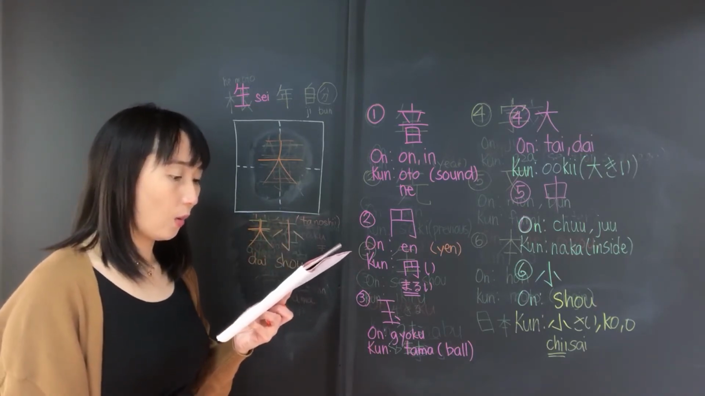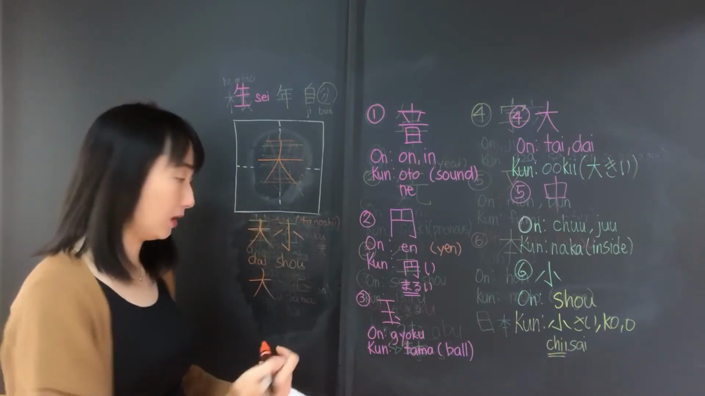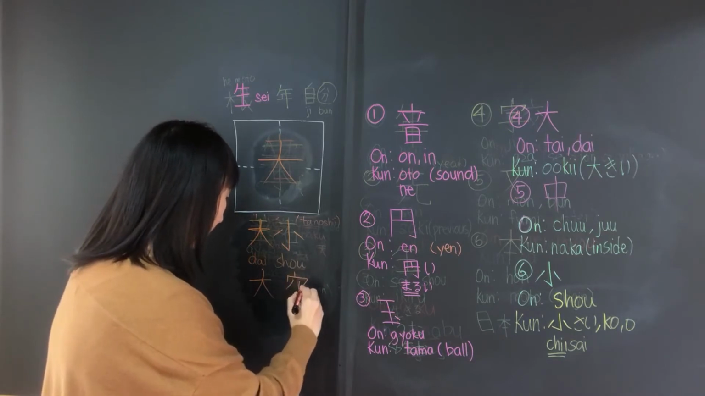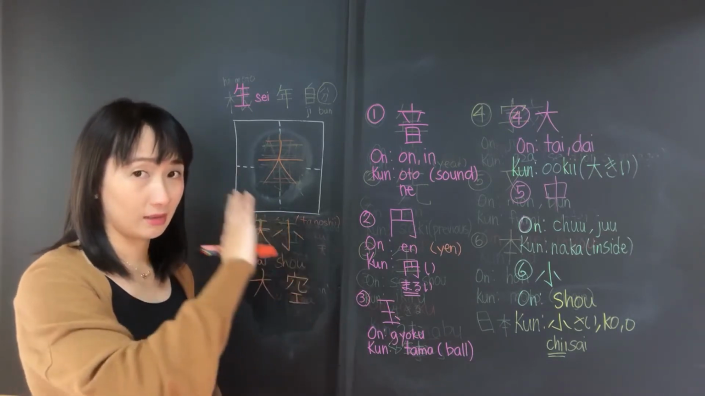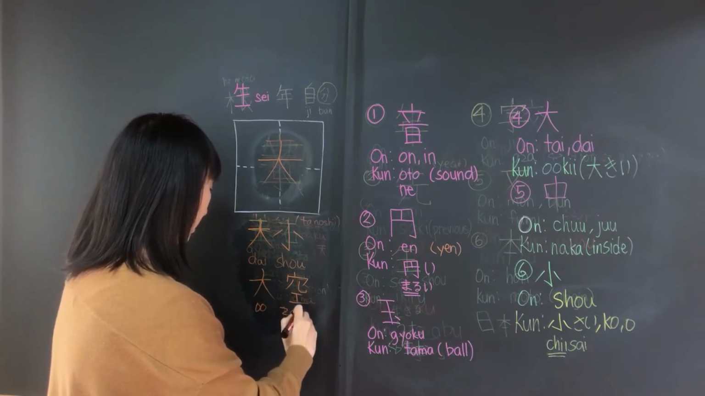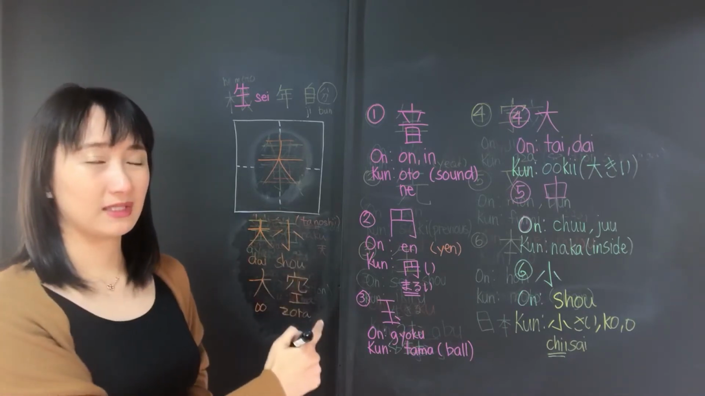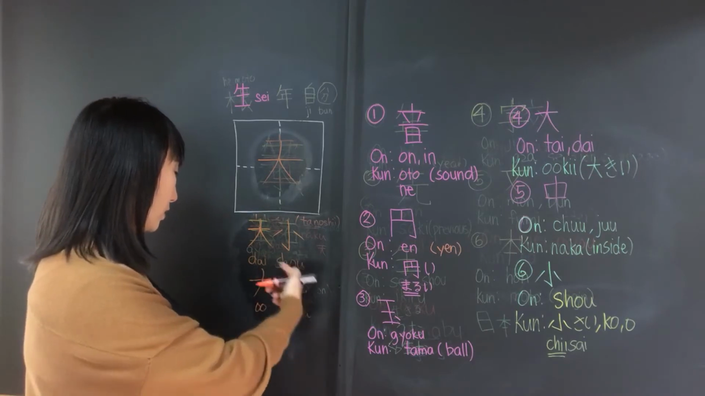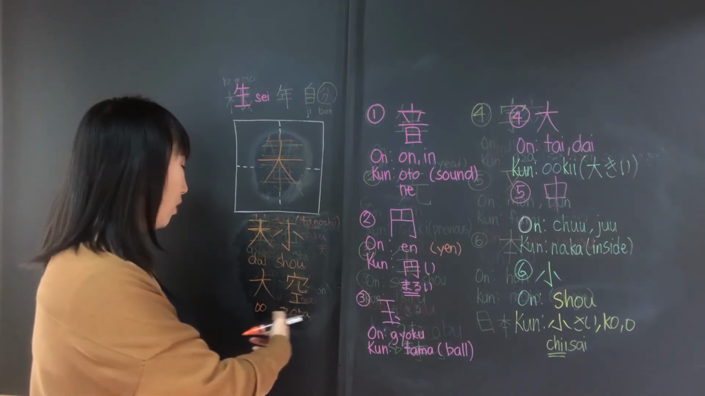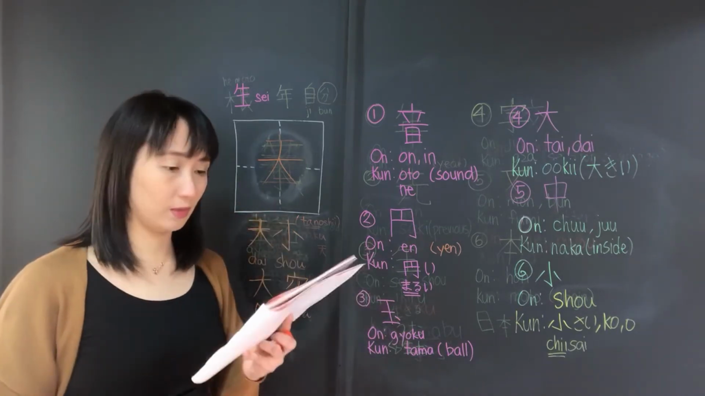What else? Ozora. O means big plus sora. Ozora means sky. Ozora. Big sky. Sora alone can mean sky. And if you write o before sora, sora becomes zora. Ozora means big sky or just the sky. Okay, so those are my examples for you for this kanji.